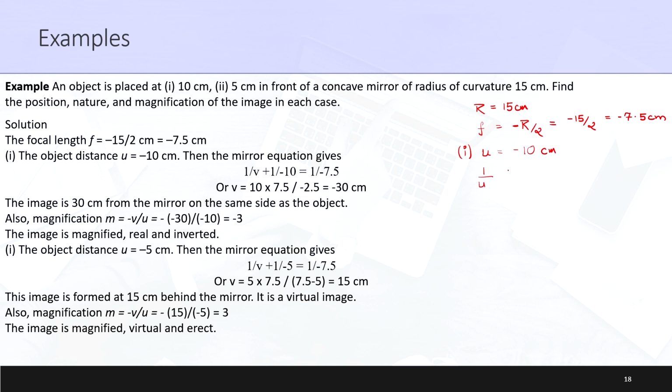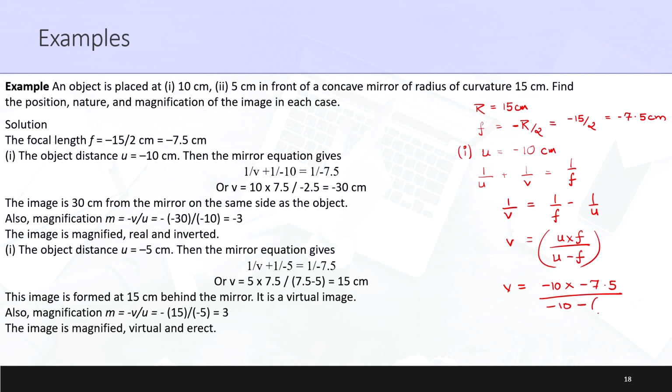So, basically 1 by u plus 1 by v is equal to 1 by f. Therefore, 1 by v is equal to 1 by f minus 1 by u. Therefore, v is equal to u times f upon u minus f. Quite evident. So, this is the image distance we will calculate. Now, just put the values here. u is equal to minus 10 for us, and f is equal to minus 7.5 for us.